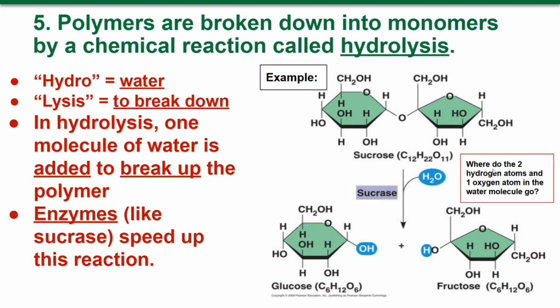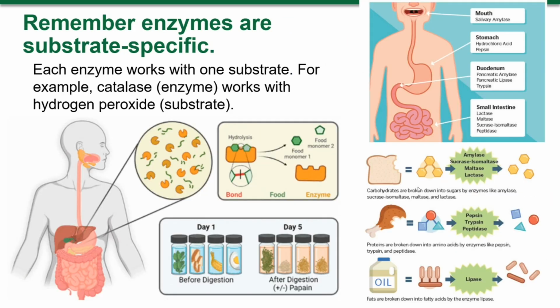So to answer this question, where do the two hydrogen atoms and the one oxygen atom in the water molecule go? Well, 2/3 of it, the OH group, goes to one part of the polymer, and then the hydrogen goes to the other part. So remember, enzymes are substrate specific. So each enzyme works with one substrate. For example, catalase works with hydrogen peroxide. So we did 2 labs looking at catalase. We did the elephant toothpaste lab, and then we also did the hot potato lab. And those 2 labs looked at catalase as the main enzyme to break down hydrogen peroxide.